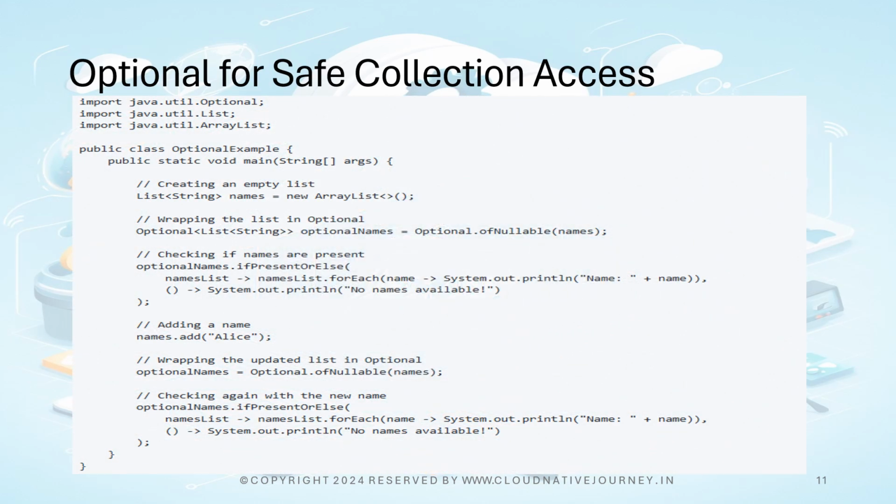Last but not the least, Java 8 introduced the Optional class which helps you to handle null values in collections more gracefully. Instead of risking null pointer exceptions, you can return an Optional from methods. For example, if you want to get the first element of a list but there is a possibility that the list might be empty, you can return an Optional. This makes your code much safer and eliminates the need for explicit null checks.